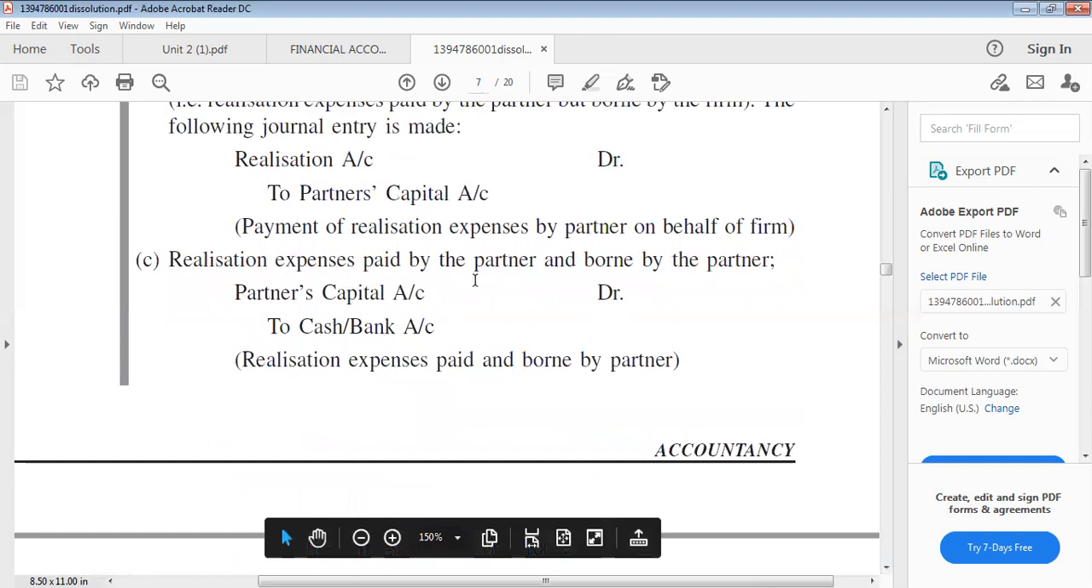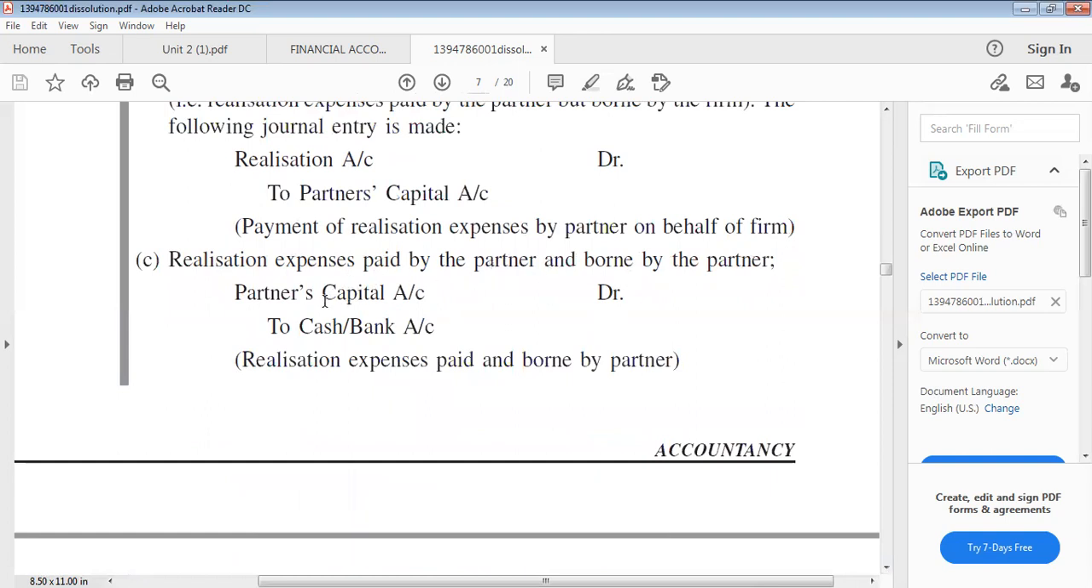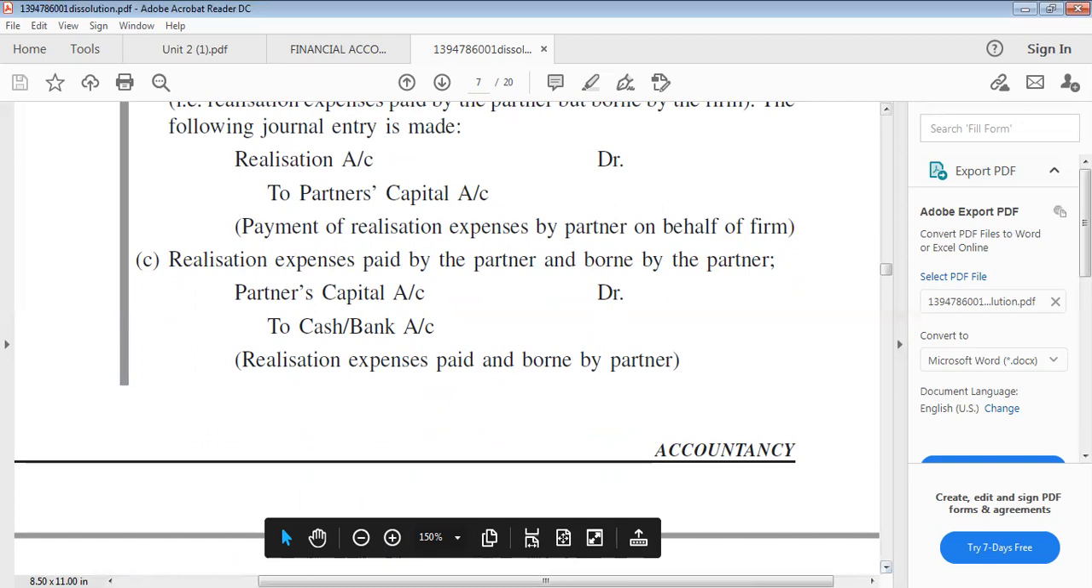Realization expenses now paid by the partner and borne by the partner. In this case, now you do what? Debit the partner's capital account, and not credit cash or bank account. Realization expenses paid and borne by the partner.